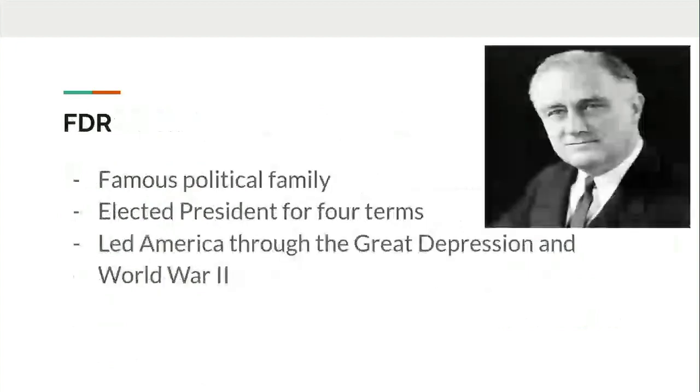So FDR is from a very famous political family. He was elected president for four terms. No one else in history had been elected to that many terms. And after he was elected for four terms, they amended the Constitution so that presidents could only serve two terms. He led America through the Great Depression and World War II.